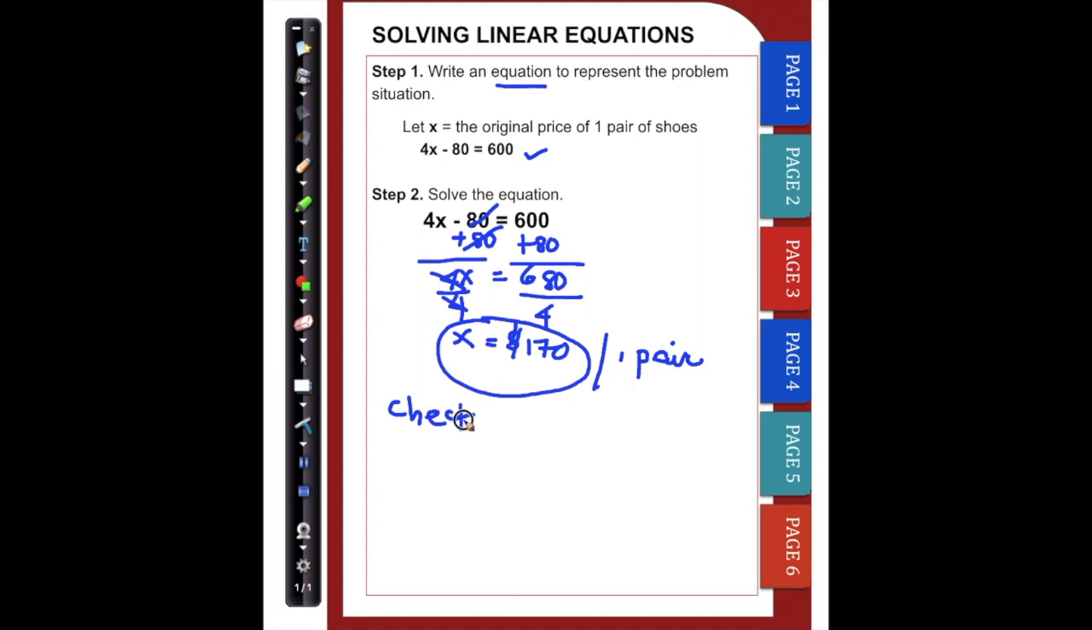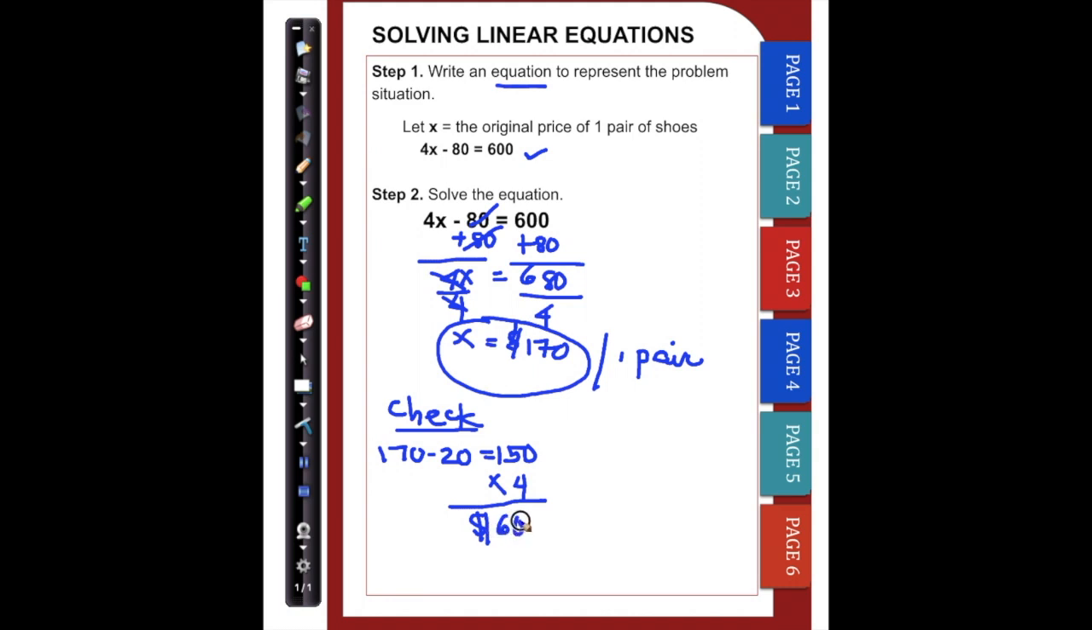Okay, what does that mean? So one pair of shoes without the discount, or the original price of one pair of shoes, was $170. Does this make sense? Did we answer our question? So this is step 4 of the 4-step problem solving approach: state, plan, do, conclude.